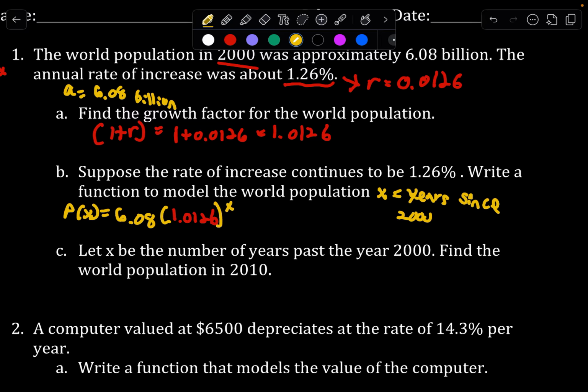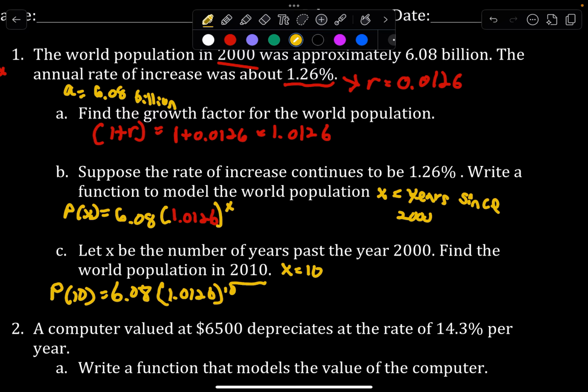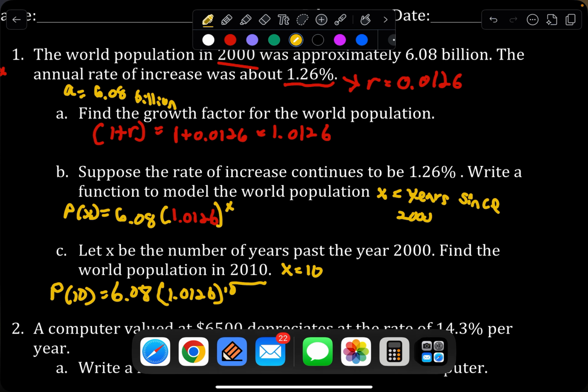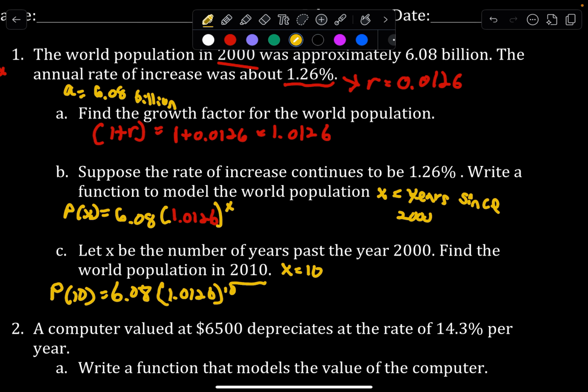Find the world population in 2010. So basically in the year 2010, x equals 10. And so they want you to calculate P of 10, which would be 6.08 times 1.0126 to the 10th power. Now I'm going to show you how to use your calculator on this. The exponent is 10.